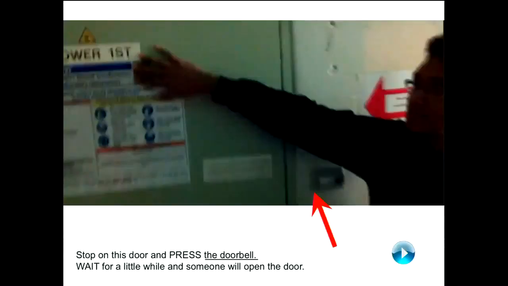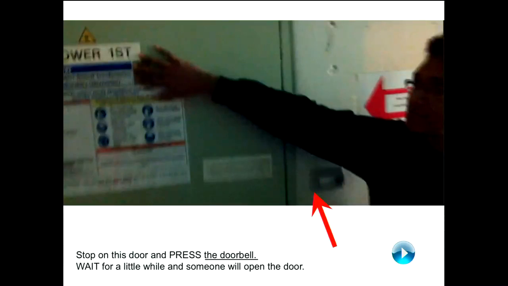You have to walk up 2 flights of stairs, and you'll see this very dangerous-looking door with a lot of warning signs and lasers and caution and all that stuff. What you want to do is press the doorbell, and someone will open the door for you.